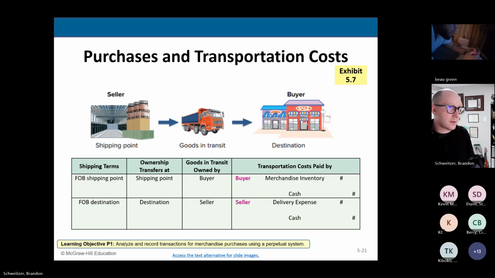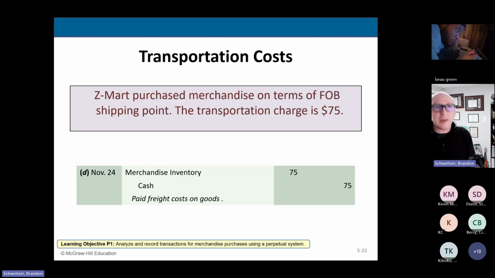Let's look at what we mean by the transportation cost. I had mentioned that the total cost of the inventory is not just the purchase price of the inventory, right? I had said that it's the purchase price of the inventory plus insurance and plus shipping. These costs together equal the total cost of the inventory. So here we have an example. Our company purchased merchandise free on board shipping point, which means we're responsible for paying the shipping charges. And the shipping charges in this case are $75. So we debit merchandise inventory to increase the total cost of our inventory by 75, and then we credit cash 75 to pay for the shipping.